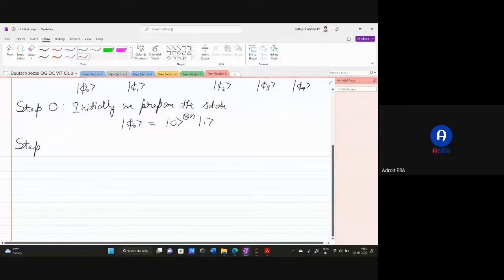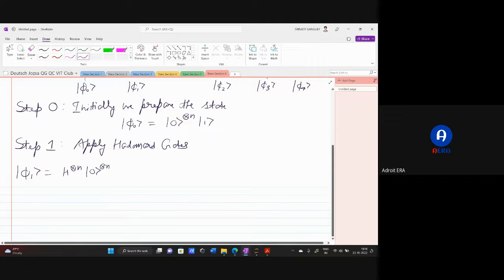So then step 1: apply Hadamard gates. That's it. Apply Hadamard gates. Phi 1 will be equal to H tensor n applied to ket 0 tensor n. That means apply Hadamard to all those 0 qubits.